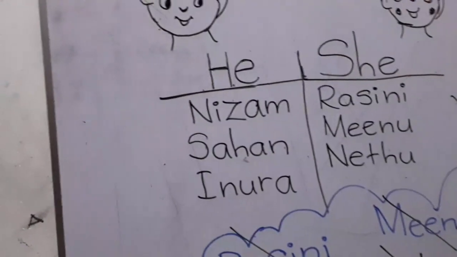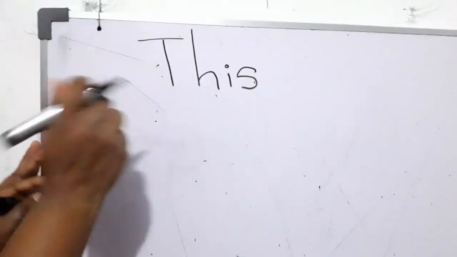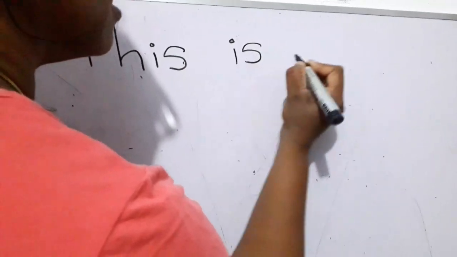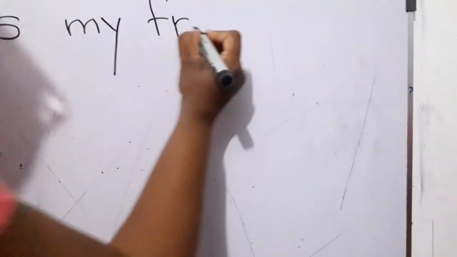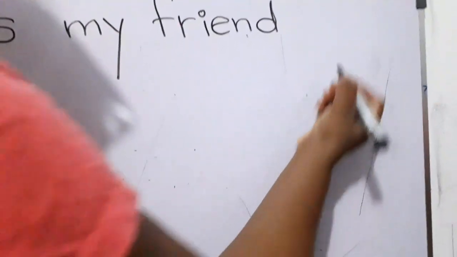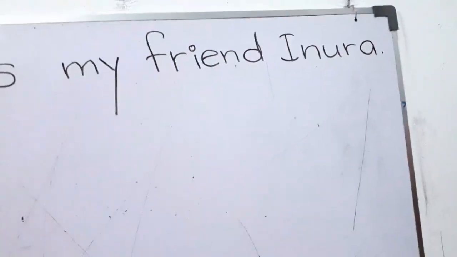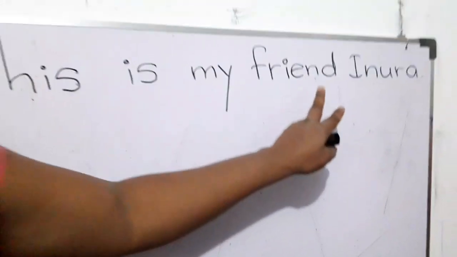Now my friend is Inura. Now I am going to write it here. Let's see. How do you write this? T-H-I-S. This is my friend. How do you write friend? F-R-I-E-N-D. Friend. Inura. This is my friend Inura.